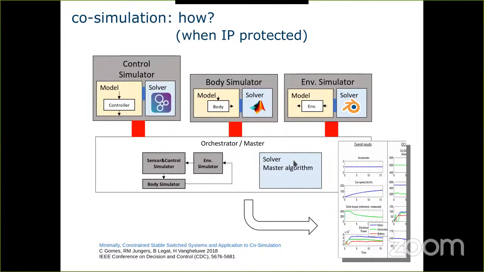And then we have some kind of master algorithm which determines when this simulator, the control simulator, can take a little step forward. This one can take a little step forward. This one can take a little step forward. By step forward, I mean, of course, step forward through time. This is the basis of what is called co-simulation. And this is, of course, needed when we have IP protection of our component models.